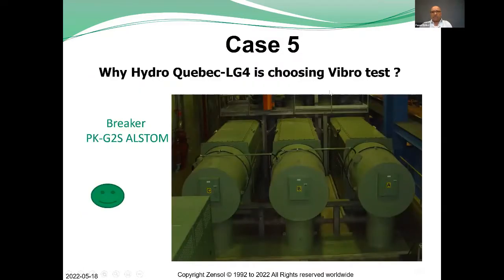So here we have another case where it was with the Hydro-Quebec. Why? So the title is why Hydro-Quebec LG4 is choosing vibro test. So here it's James Bay, and all breakers from Alstom. So like here you have A, B, and C.